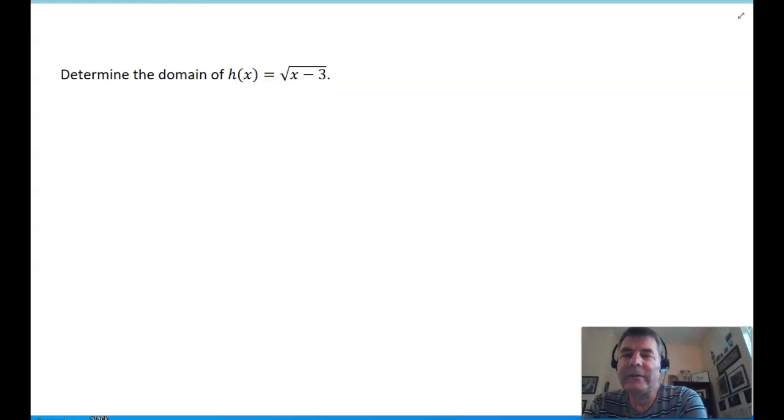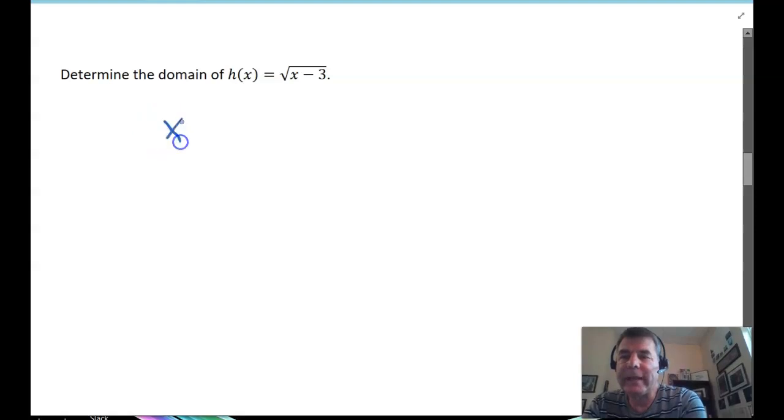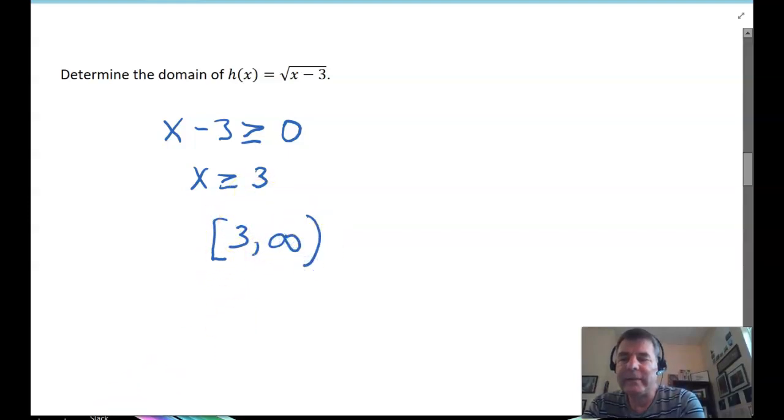Now, what's the situation when we have a function involving a square root? Well, we cannot take the square roots of negative numbers if we're only dealing with real numbers. So we have to say that x minus 3 must be greater than or equal to 0. That means that x is greater than or equal to positive 3. And so in interval notation, that would be 3 with a square bracket because it can equal 3, to infinity.